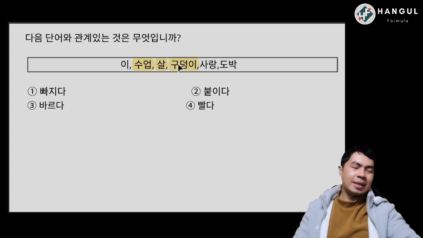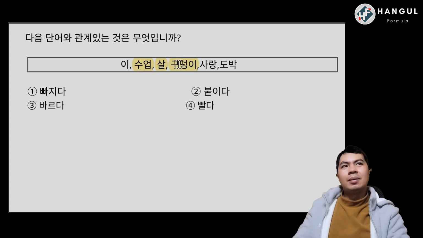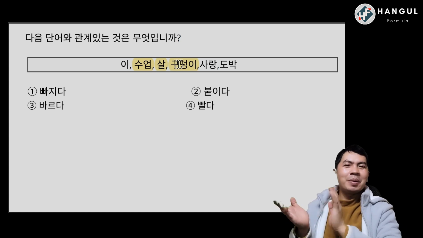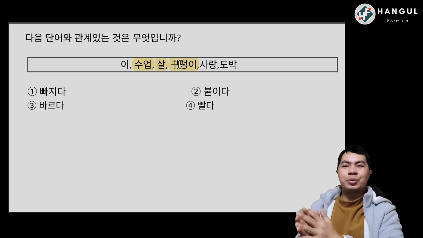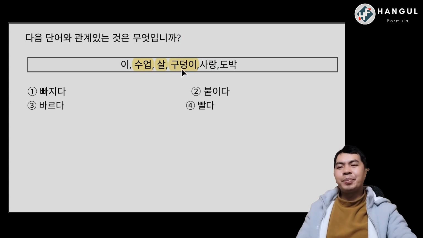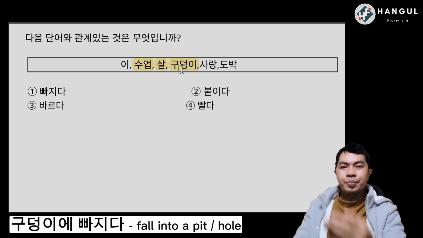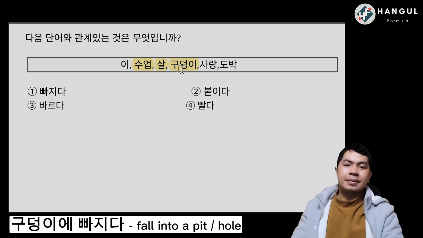So, kudongi, guys, parang, ano to? It sounds like the fish kudongi. But anyway, I don't know the spelling of that fish, but it sounds like kudongi too. So, kudongi is a pit or butas. Or hukay. Tama ba hukay? Yeah. Kudongi. So, kudongi pajoso is to fall into the pit.